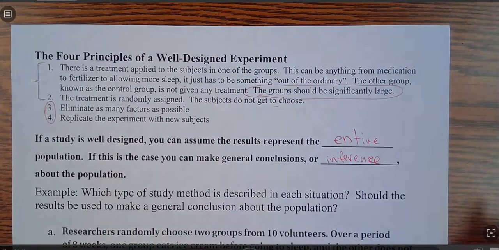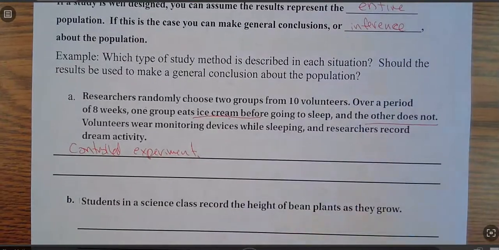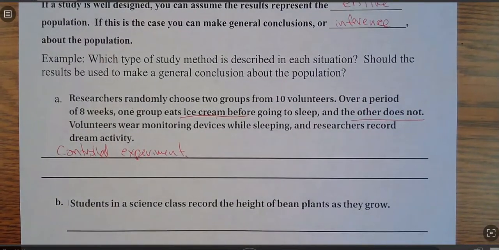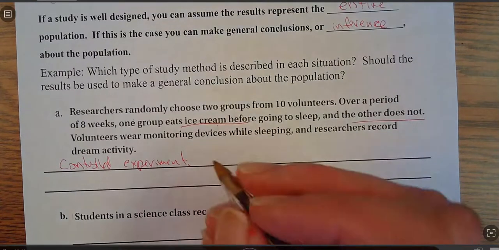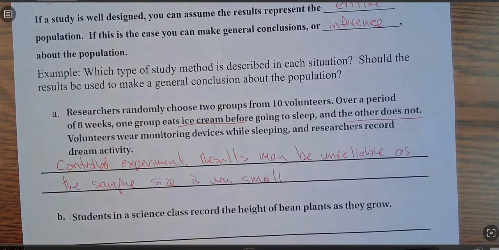The groups need to be significantly large. So 10 volunteers, that's not good. If they choose 2 groups from 10 volunteers, it's probably 5 and 5. Okay, so it's not good at all. So the results may be unreliable because the sample size is very small. So you want to have a good sized sample.